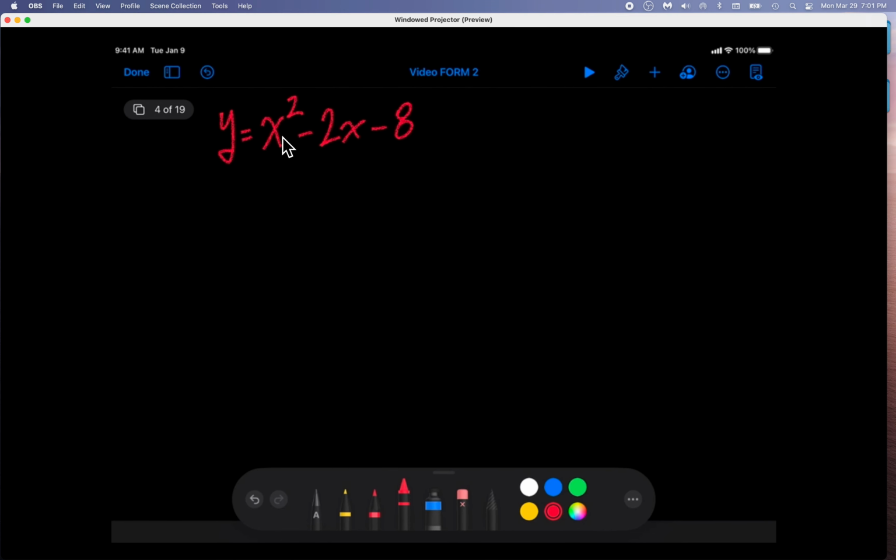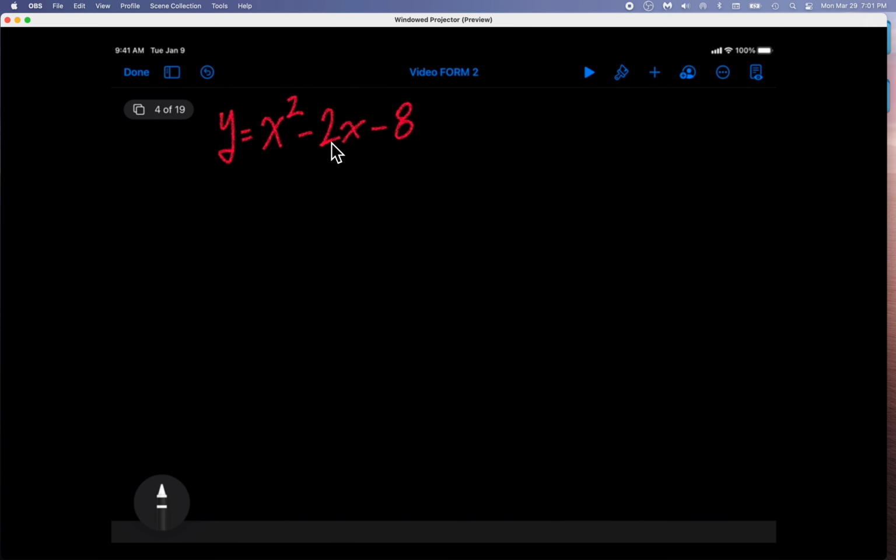This is a polynomial. All the exponents are non-negative integers. What is the degree of this equation? The answer is 2. 2 is even, and this is a plus sign. Therefore, this equation is going to look like its cousin, which is y equals x squared. It's going to be up and up.